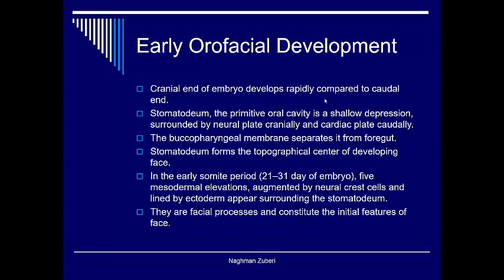In the early somite period, 21 to 31 days of the embryo, 5 mesodermal elevations augmented by neural crest cells and lined by ectoderm appear surrounding the stomatodeum. They are facial processes and constitute the initial features of the face.